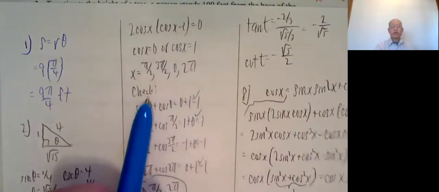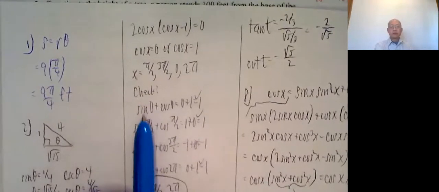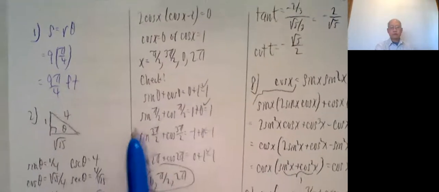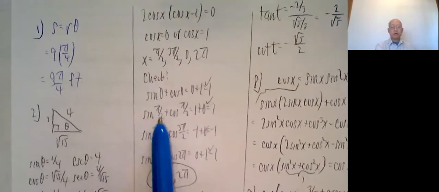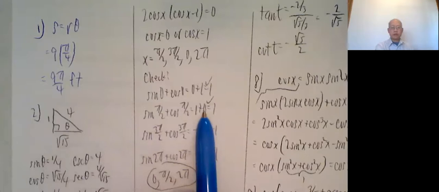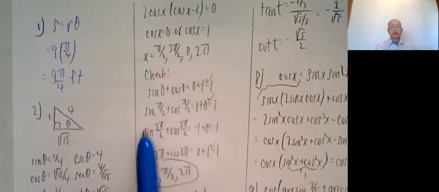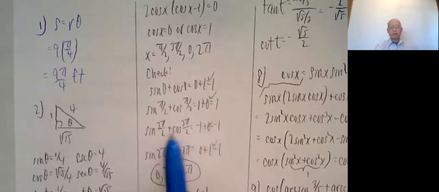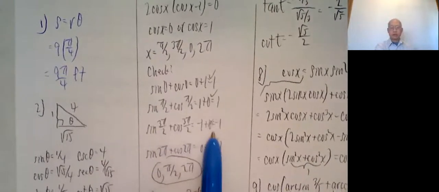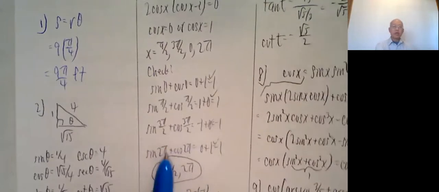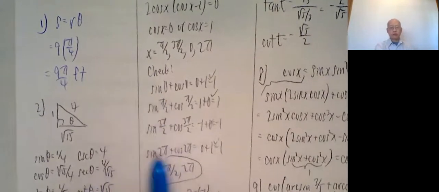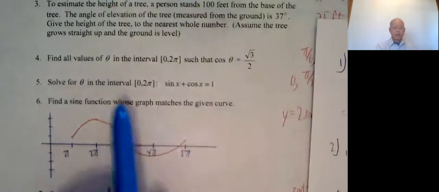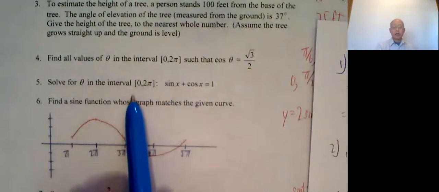Okay, the numbers should be checked though. If I plug in 0, sine of 0 plus cosine of 0, 0 plus 1 is 1. That works. Sine of pi over 2 plus cosine pi over 2, 1 plus 0 equals 1. 3 pi over 2 does not work. Sine of 3 pi over 2 is negative 1. Cosine of 3 pi over 2 is 0. Negative 1 plus 0 is negative 1. And yes, we know 2 pi is going to work since 0 also worked. So the solutions are 0, pi over 2, and 2 pi, since we're asked to pick numbers between and including 0 and 2 pi.